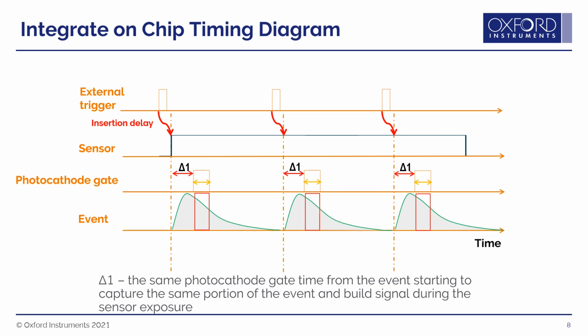And this then lets us build signal on our sensor through multiple iterations of this event. Hence we get more signal in this single sensor exposure, hence we get better signal to noise ratio because, well, you're reading out the sensor once.